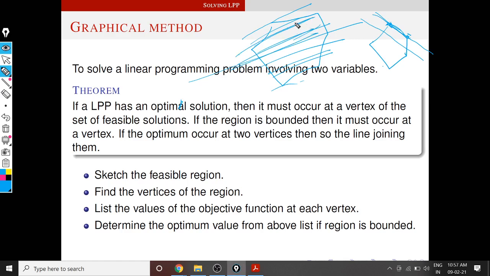You consider, first we draw a straight line using our objective function, then you consider different straight lines parallel to our objective function.